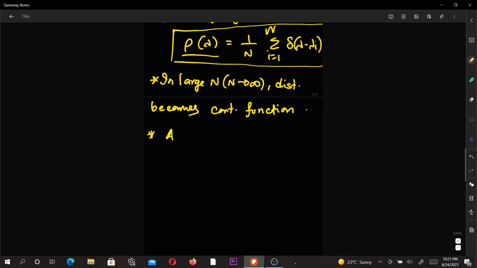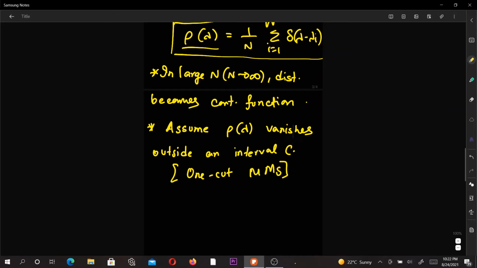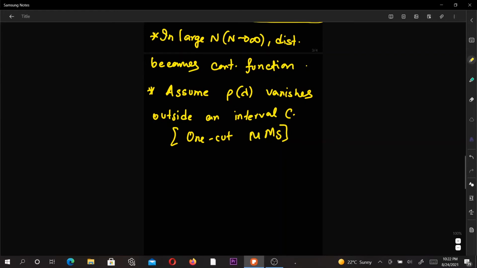Yeah, now let us do some assumptions here. First, assume rho lambda, that is our distribution, the eigenvalue distribution, vanishes outside an interval C. And those that vanish outside an interval like this are called one cut matrix models. So we'll pick this assumption.